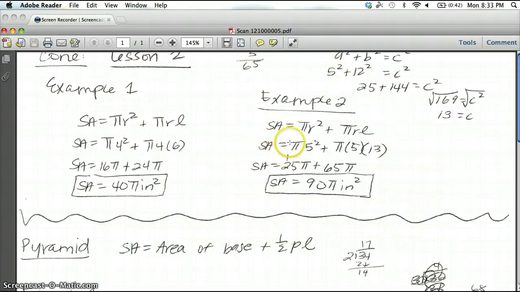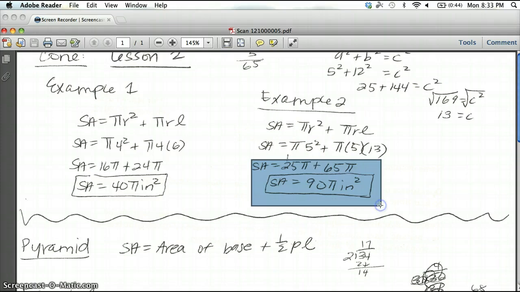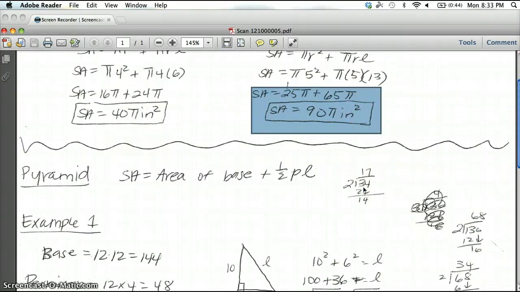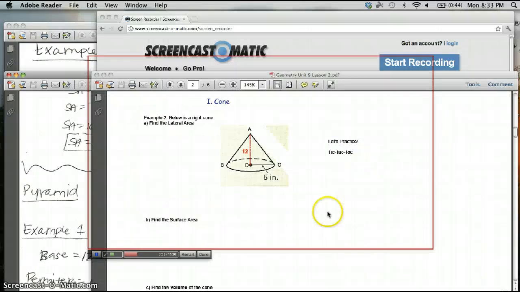So surface area is pi radius squared, so 5 squared, plus pi radius times our lateral height. My radius is 5, and we found out that our lateral height is 13. So our surface area is 5 squared, which is 25 pi, plus 5 times 13, which is 65 pi. So 65 and 25 is 90 pi inches squared. Okay? All right, so now that is a cone.